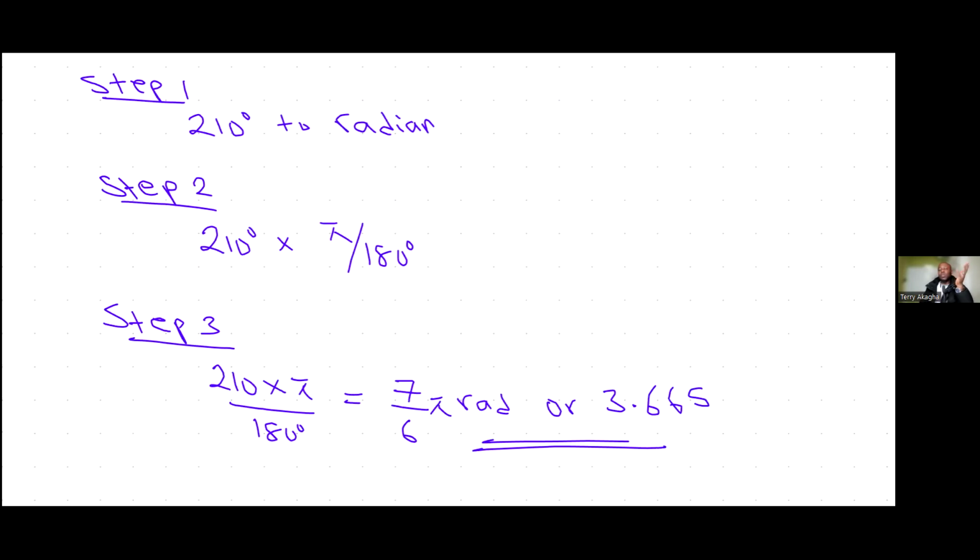So these are the 2 ways to solve it. You can leave your answer in pi radians, or you can leave your answer in decimal point. Let's pick another example. Example 2, we're told now to convert, let's say this time, 150 degrees to radians.